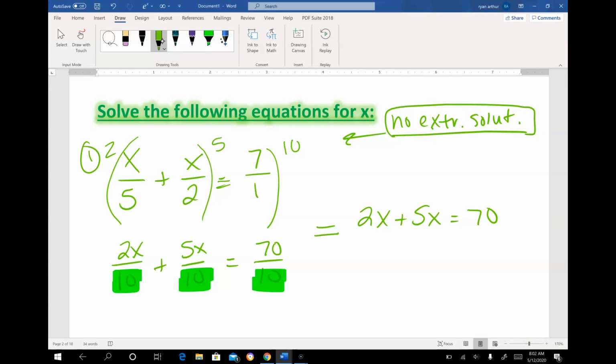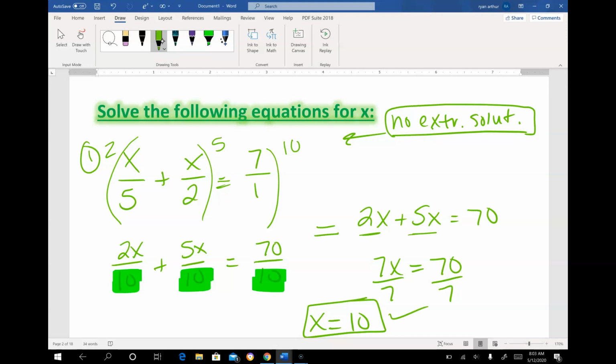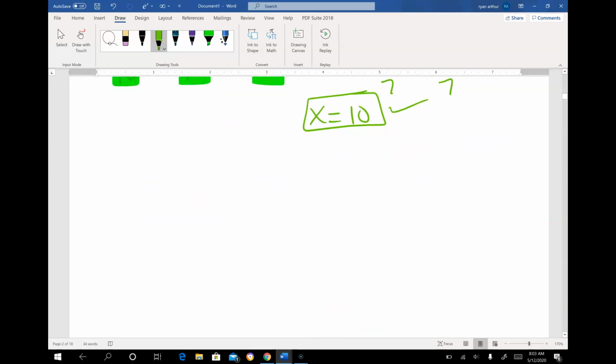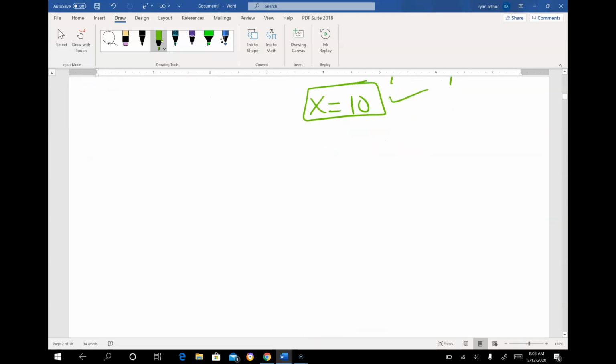So now it's like a linear equation. 2x plus 5x is going to be 7x. That equals 70, divided by 7. So my solution here is 10. And we've already checked. There are no extraneous solutions, so 10 is my answer. Okay? All right. Number 2. Let me mark off what I've done so I don't forget.